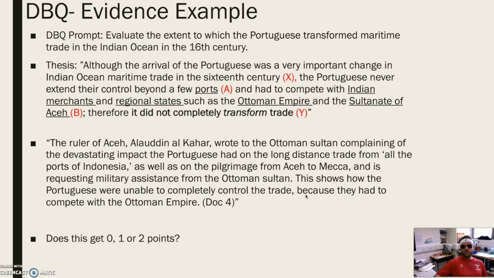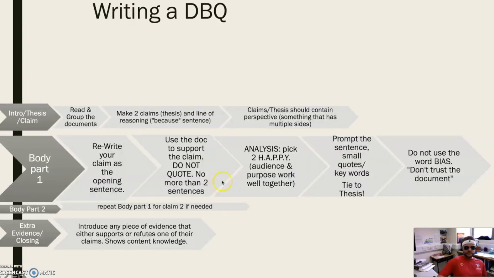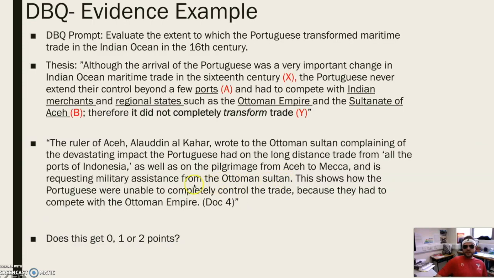So let's look at this. One, they've summarized the doc, right? This first sentence is all about giving a short summary of the doc. But then we have this shows how, right? They're using language here that shows that it's an argument. So this shows how the Portuguese were unable to completely control the trade. And the other key part here is it ties back to their thesis, right? It shows how they're not able to completely control the trade because they had to compete with the Ottoman Empire.